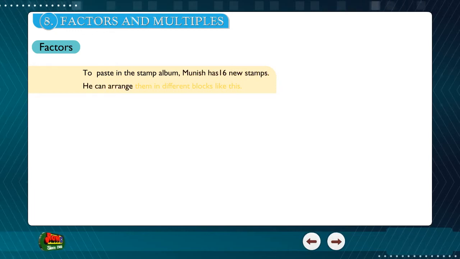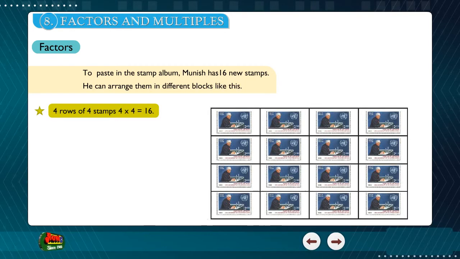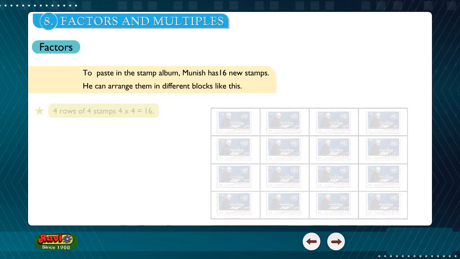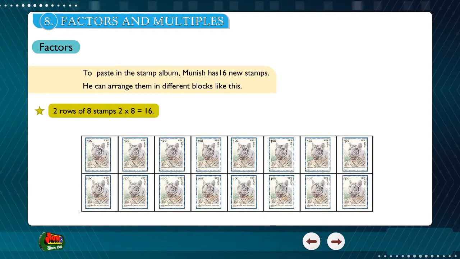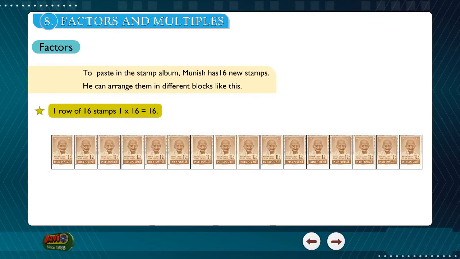He can arrange them in different blocks like this. 4 rows of 4 stamps. 4 into 4 is equal to 16. 2 rows of 8 stamps. 2 into 8 is equal to 16. 1 row of 16 stamps. 1 into 16 is equal to 16.